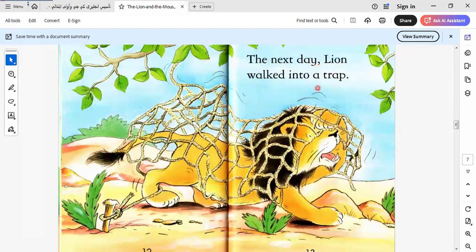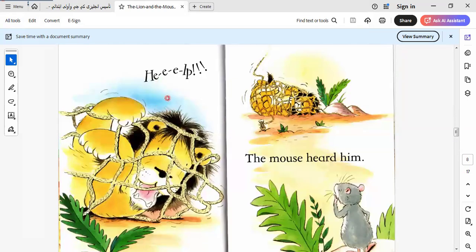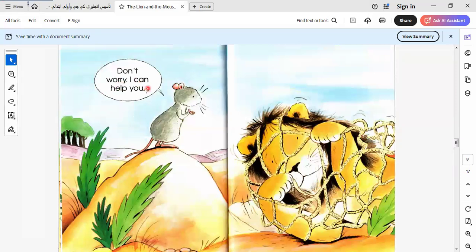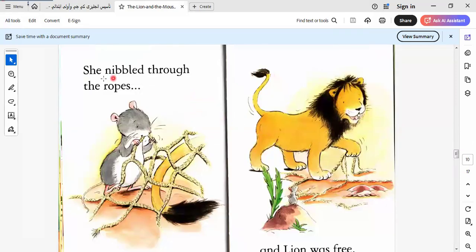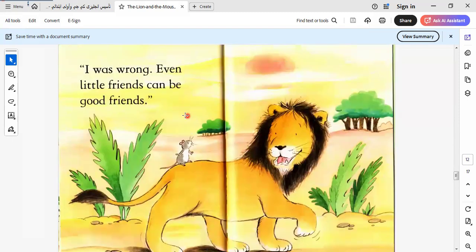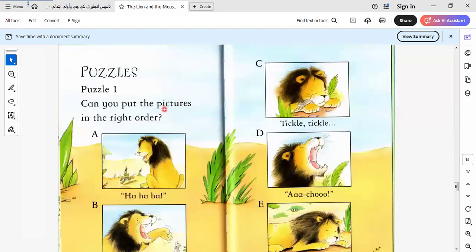The next day, lion walked into a trap. Help. So trapped, the lion wanted help from the mouse. The mouse heard him. Don't worry, I can help you. She nibbled the ropes. This is nibbled, because I have teeth, and nibbled these ropes, okay? And lion was free. I'm sorry, little mouse, said lion. I was wrong. Even little friends can be good friends.